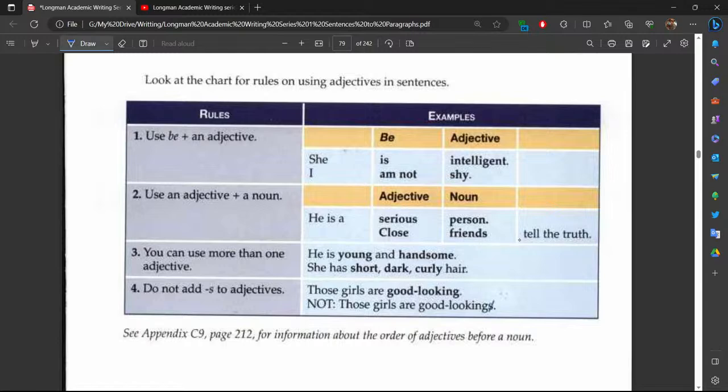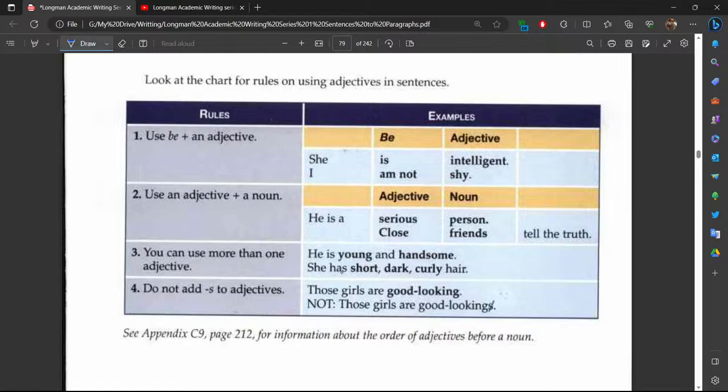He's a close friend. Tell the truth. So friend is a noun, and this is close friend. You can use more than one adjective. He is young and handsome. She has short, dark, curly hair.